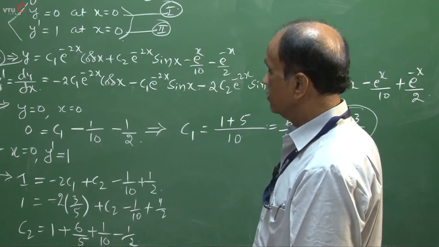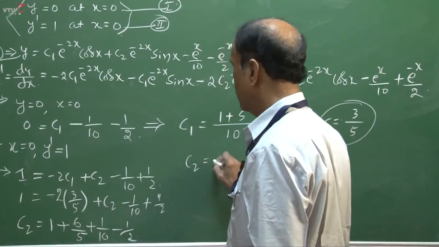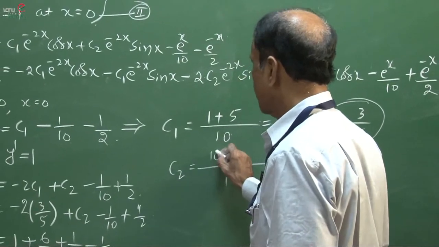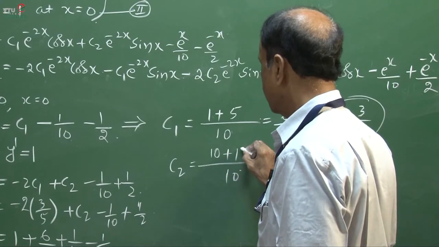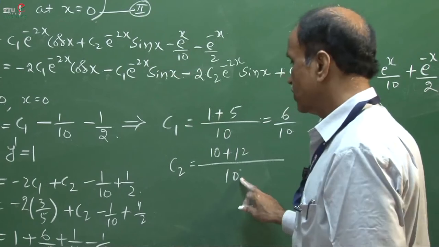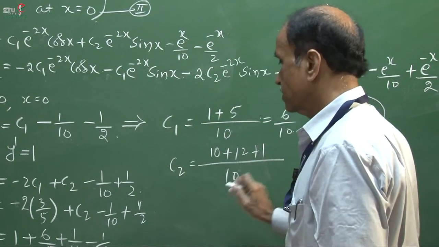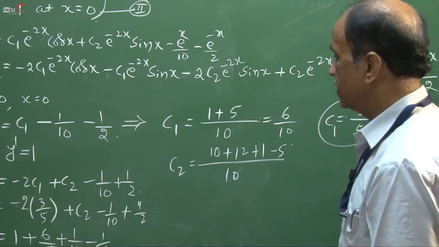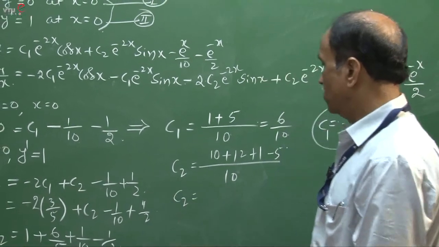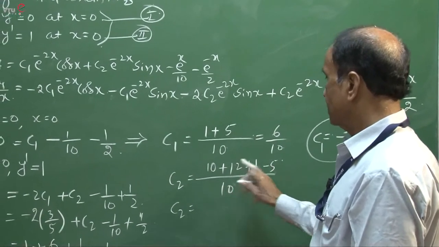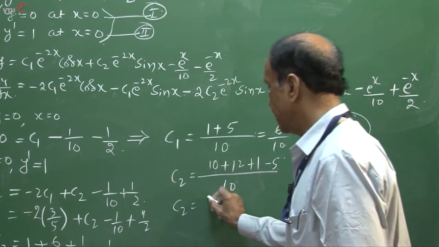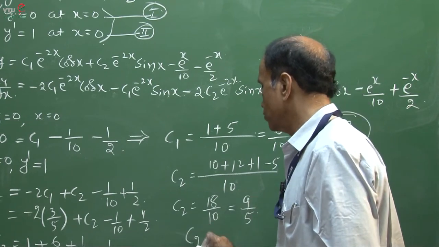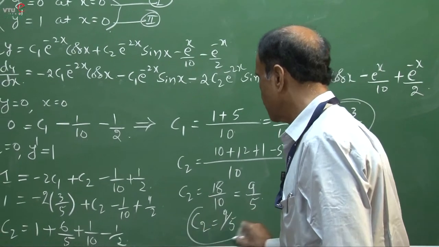Even 10 you can take as a common LCM. Therefore, C2 is equal to, 10 is the LCM. Then the first term becomes 10, and plus 5 2s are 10, 6 2s are 12. Then 10 1s, that is plus 1, and 2 5s are 10, and then 2 5s means minus 5, this becomes 1 into 5. Thereby C2 is equal to 10, and this is minus 5, that becomes plus 5, 17 plus 1, 18. 18 by 10, that is 2 9s and 2 5s, that is C2 is equal to 9 by 5. So this is your calculation.